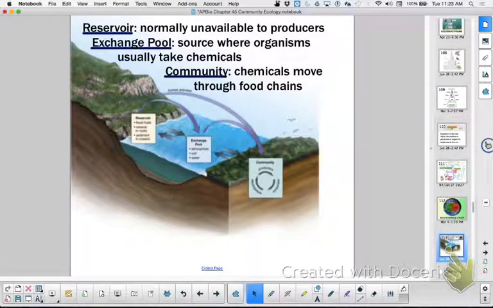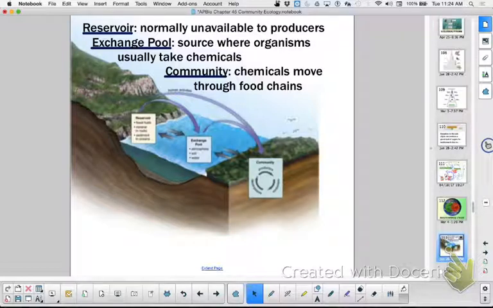Once it's in a plant, it's in the community. Then an animal can eat the plant, and it's still in the community. Decomposers might work on dead plants and dead animals. It gets decomposed back into ammonium, and it's still in the exchange pool. If that nitrogen gets returned to the atmosphere, then it's back in the reservoir again. So could whoever did those terms please refine their explanation based on what I just told you? Go.